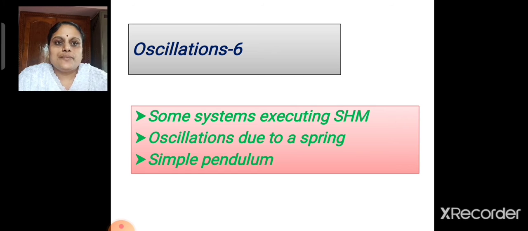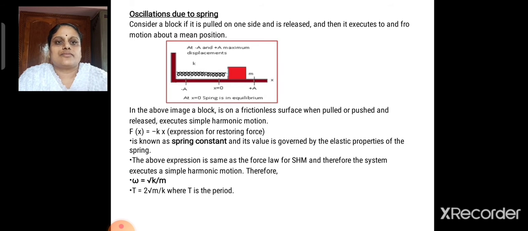In this module, let us discuss some systems executing SHM: oscillations due to a spring, and the simple pendulum. In the previous module itself, we had seen that a block of mass m, fixed to a wall by means of a spring, which is released after extending it, will start executing SHM.